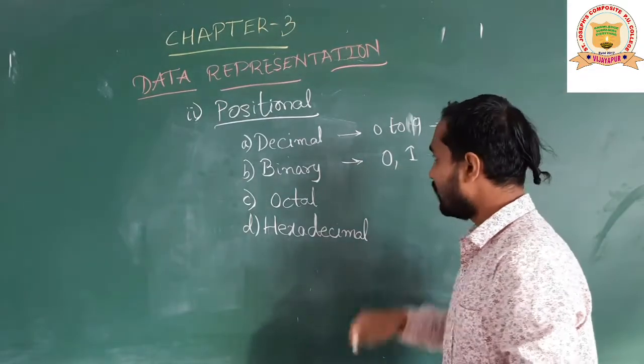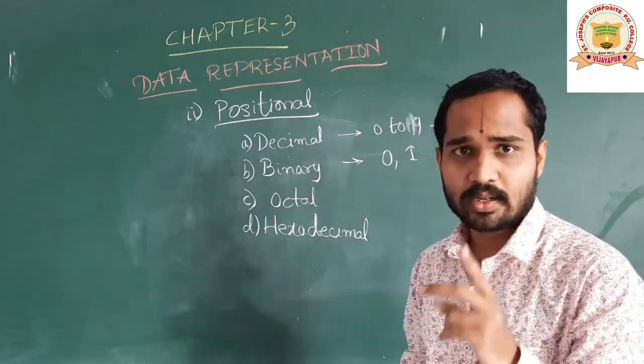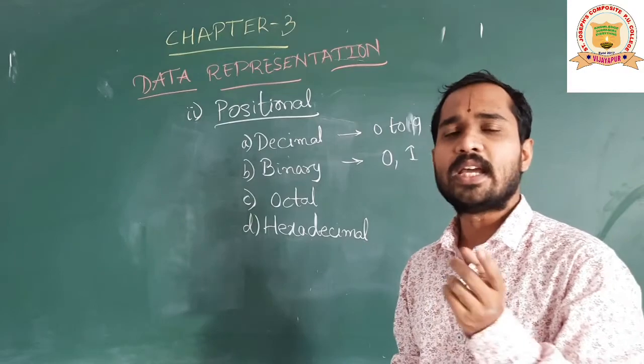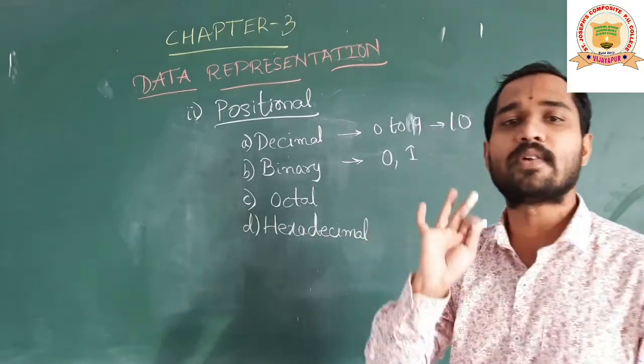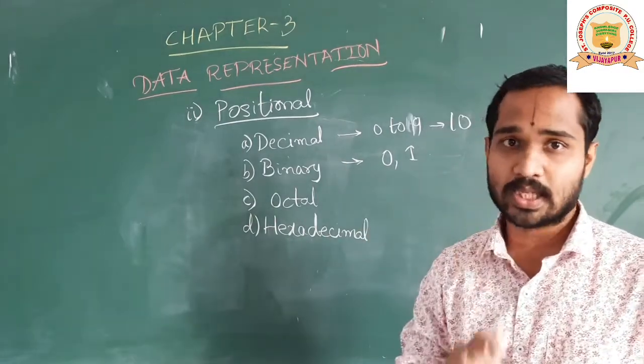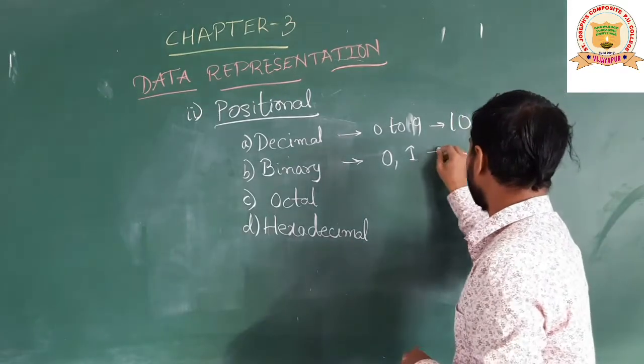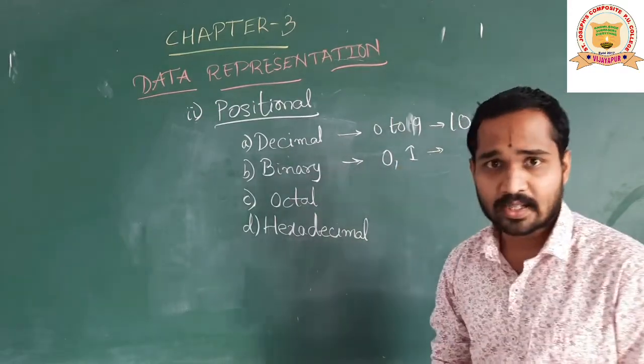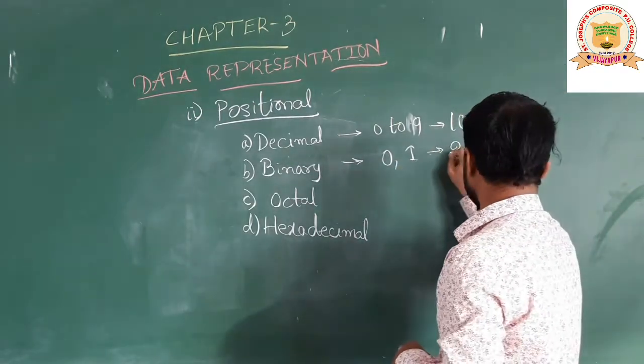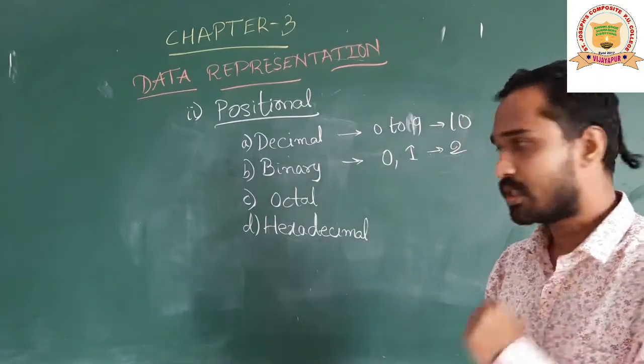Like that, in binary, only 2 digits are there, 0 and 1. Then whatever comes has to come in 0 and 1 only. That we have to study in detail. Okay, fine. Now that means how many digits are there in the binary number system? 2 digits, correct? 2 digits.